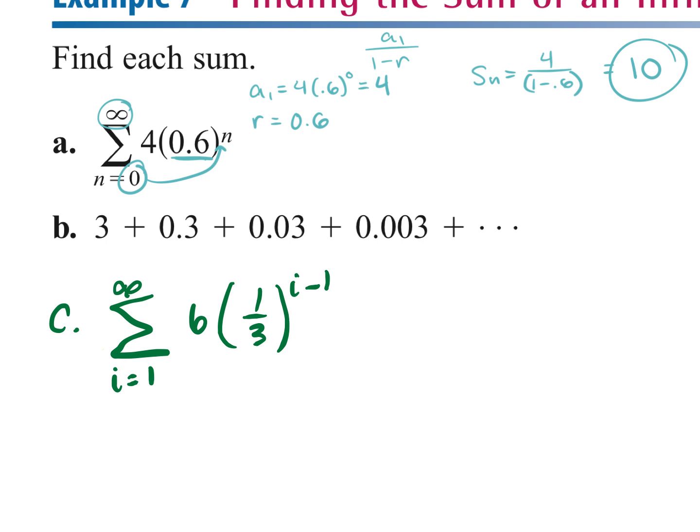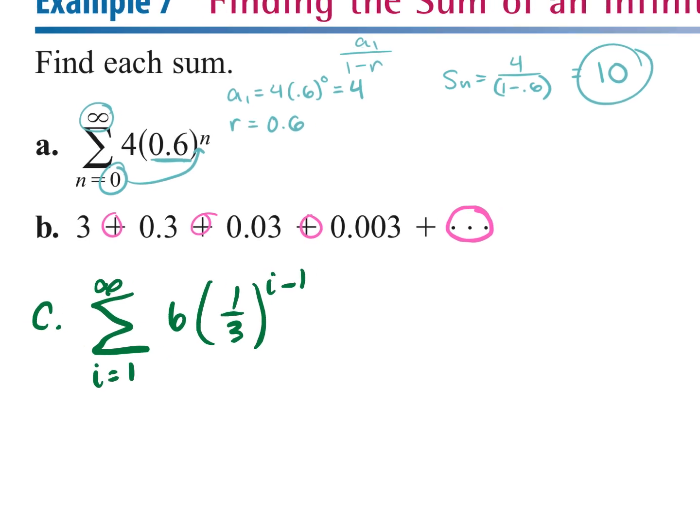Let's look at B. So for B, it has that dot, dot, dot. We're adding each term, so it's looking for the sum, but it also has dot, dot, dot, meaning it goes on forever. So we're going to use our infinite sum formula again. So a sub 1 over 1 minus r. So we need to know what our first term is. Let's find our first term and our common ratio. What's our first term here?